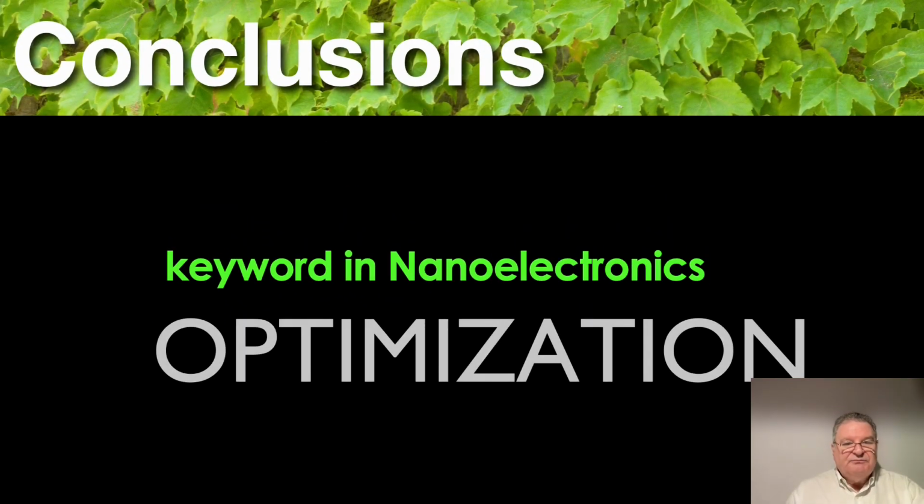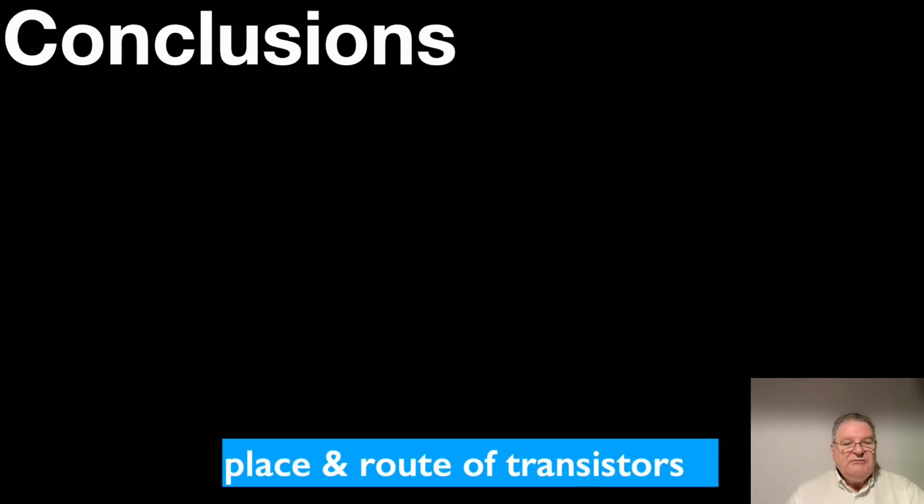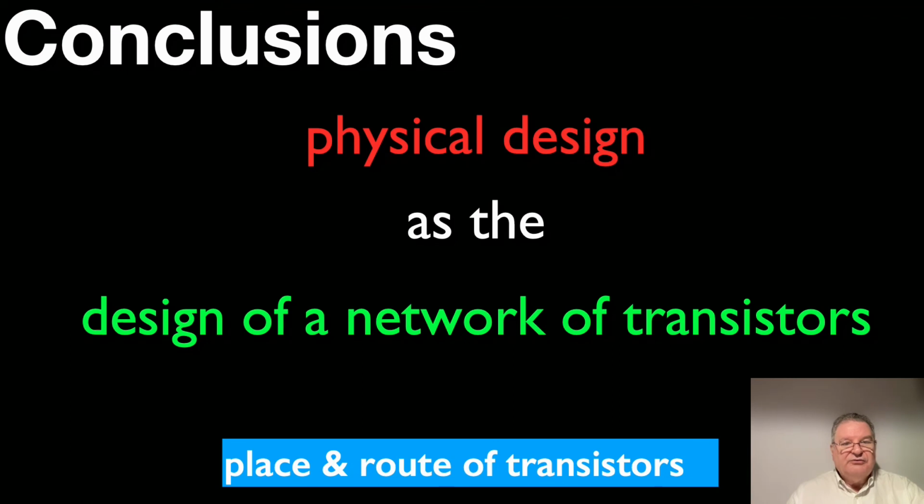Also, we can repeat here that we consider a keyword nowadays in nanoelectronics is optimization, something that was not a main target in many circuit designs in the past and even today. So let's do physical design as a design of a network of transistors. That means placing and routing transistors, and not placing and routing cells from a library.